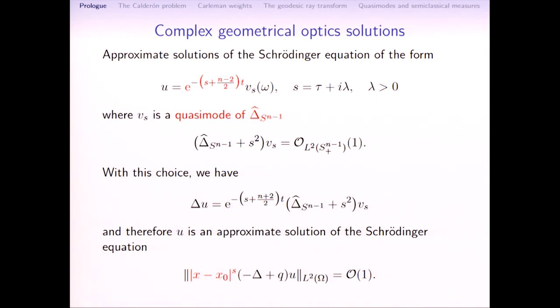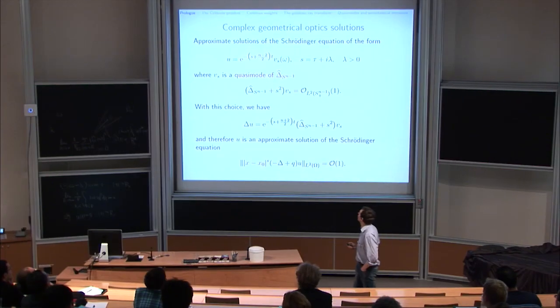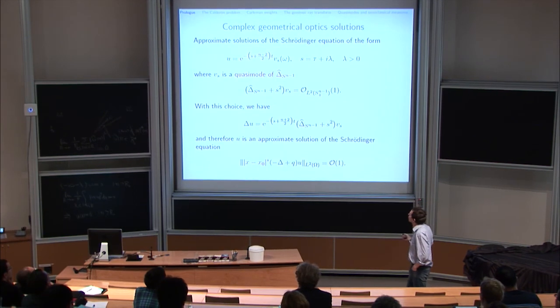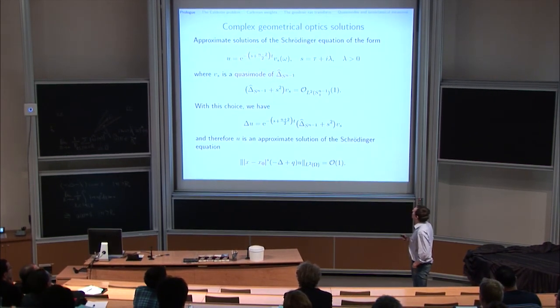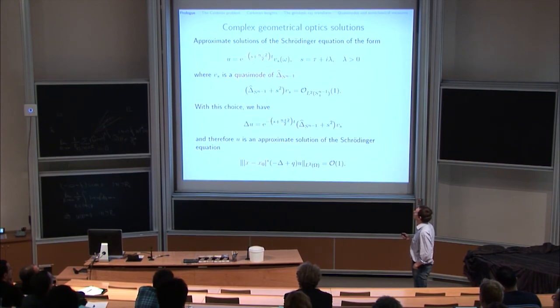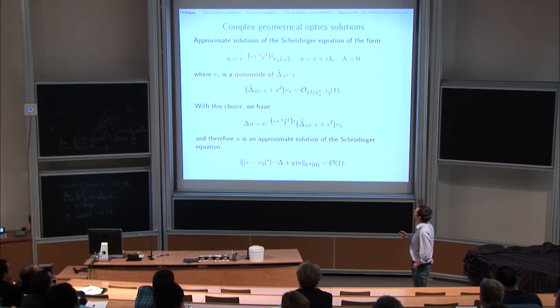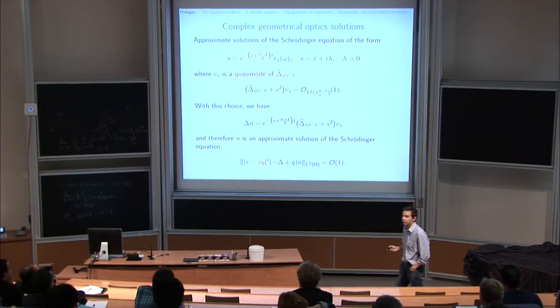So going back to my construction, you can look at first approximate solutions, approximate harmonic solutions, or approximate solutions to the Schrödinger equation. And as I said, I'm using separation of variables. So I'm taking a solution to a second order differential equation in the t variable and another function in the angular variable.